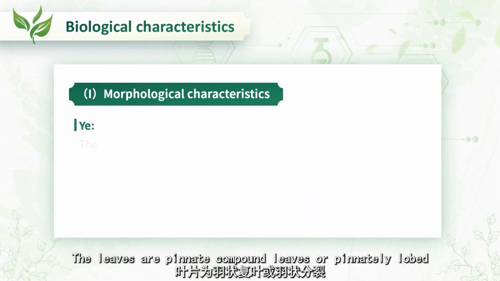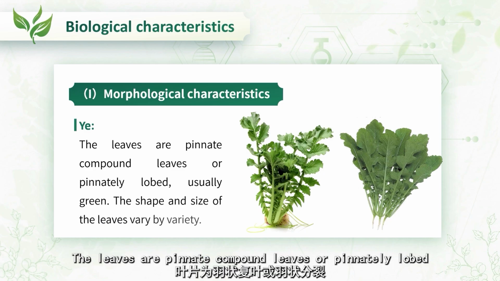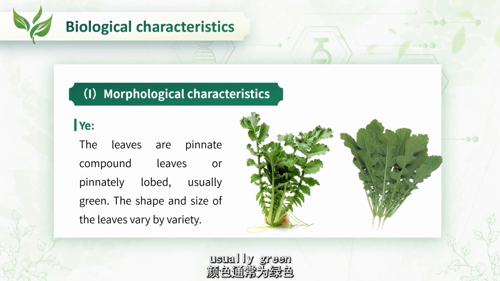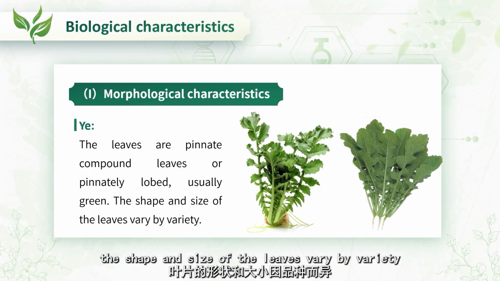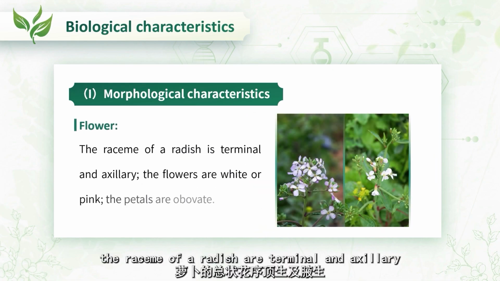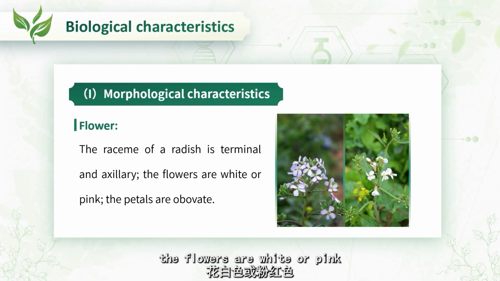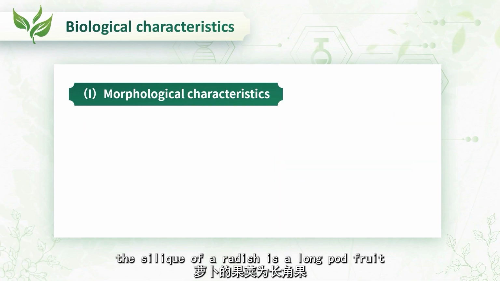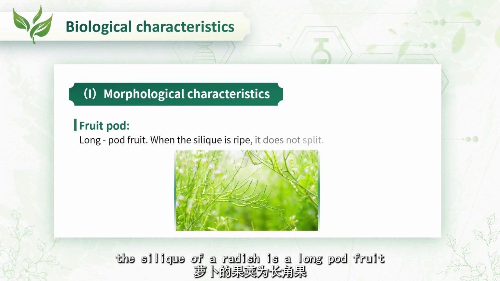The leaves are pinnate compound leaves or pinnately lobed, usually green. The shape and size of the leaves vary by variety. The raceme of a radish is terminal and axillary. The flowers are white or pink. The petals are obovate. The fruit of a radish is a long pod fruit.